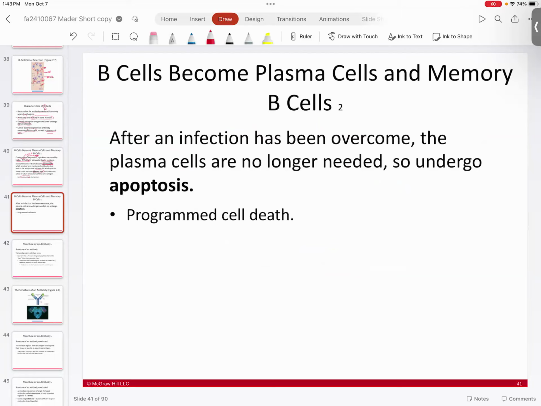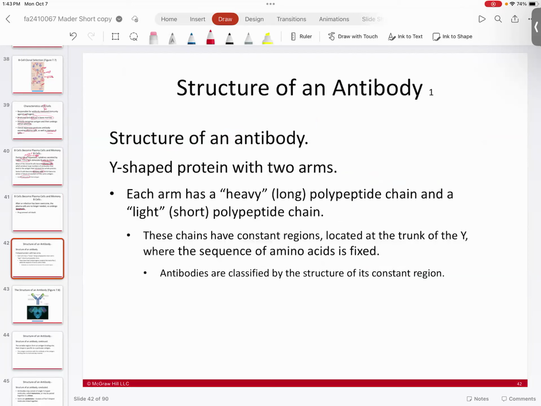So once you have won the battle over your infection, then your plasma cells aren't needed anymore, and they undergo apoptosis, which is cell death. We don't need you, and so they get destroyed, but you maintain that memory in those memory B cells, and so you're able to keep that for later use.